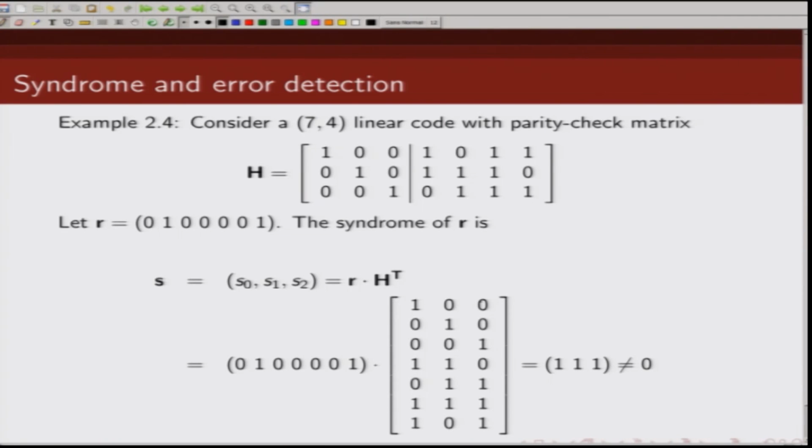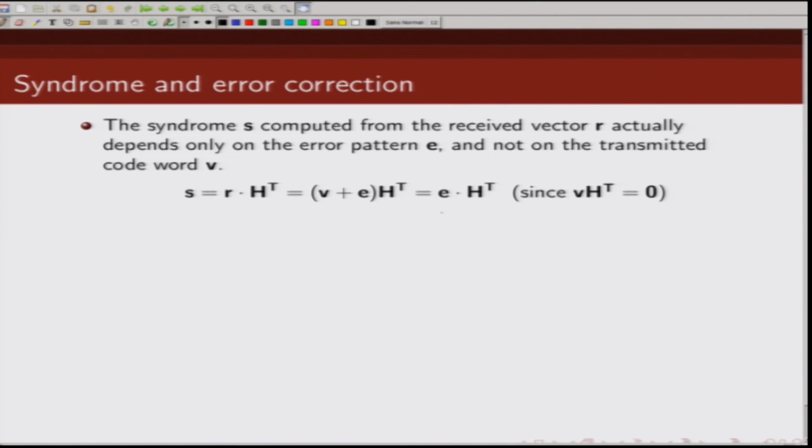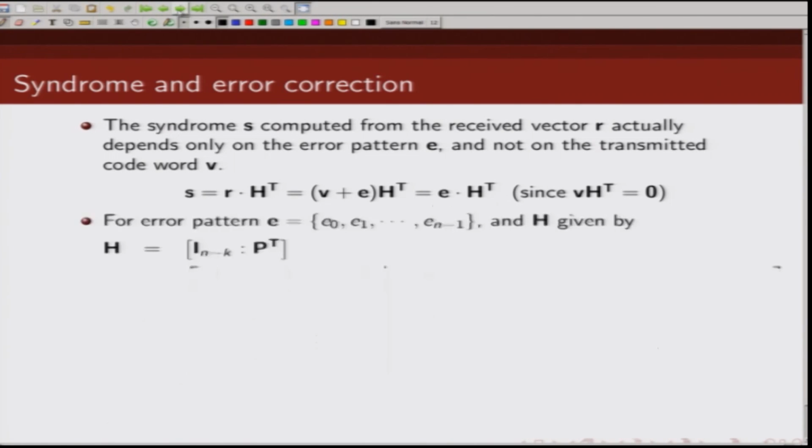So, H transpose is basically 1 0 0, 0 1 0, 0 0 1, and so on. So, this is my H transpose, and when I multiply this by this, multiply this by this, multiply this by this, what I get is 1 1 1, which is not 0. That means there is an error in my received sequence. As I said, the syndrome only depends on the error pattern, it does not depend on the transmitted code word.